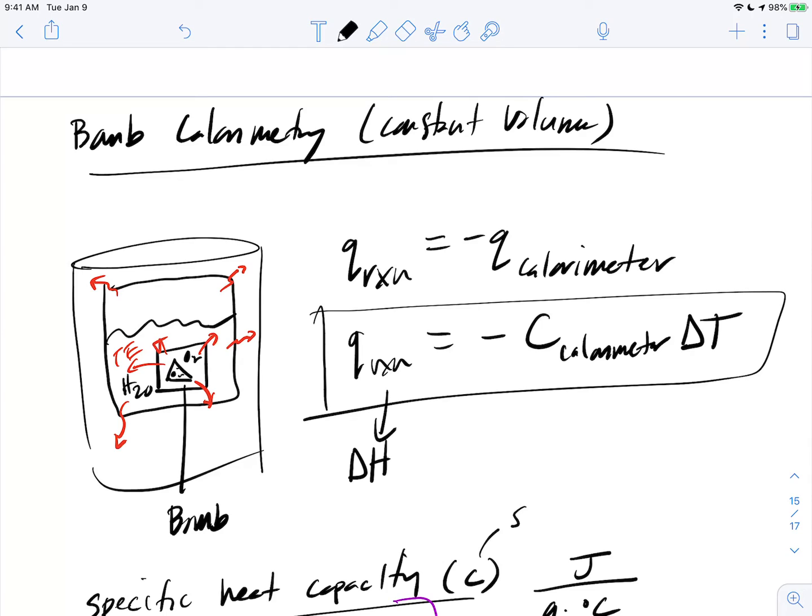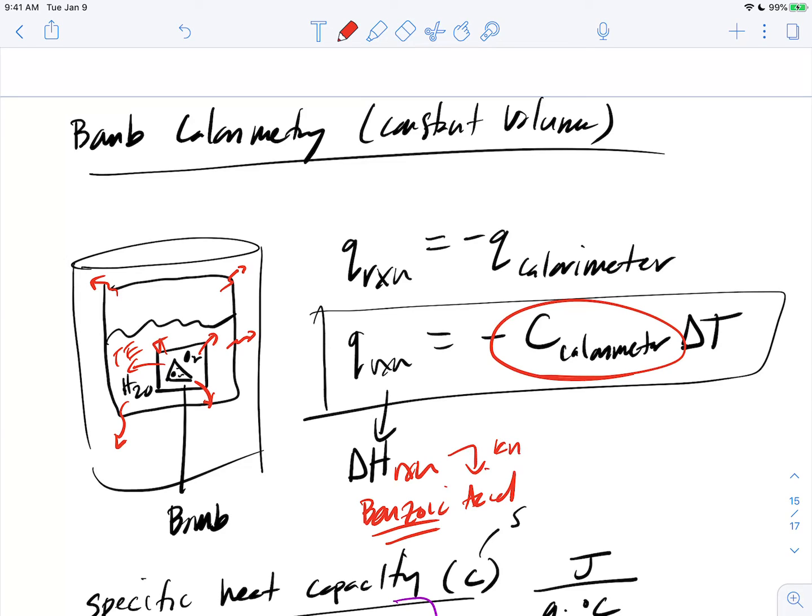So there's a couple ways we can do this. Often, how we find the C calorimeter is that we first use a delta H reaction for a known substance like benzoic acid. In lab, we would do this, where we know the exact delta H reaction of a substance. That's easy to calculate. We then react benzoic acid in our bomb calorimeter. We measure the temperature, and then we calculate the C calorimeter.